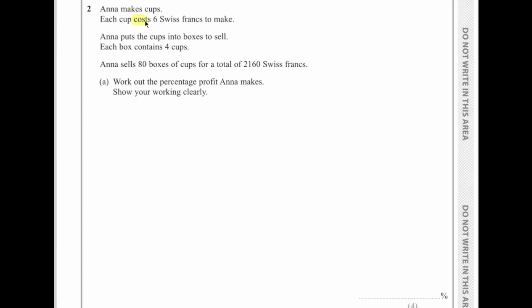Question 2, under percentages, Anna makes cups. Each cup costs 6 Swiss francs to make. Anna puts the cups into boxes to sell. Each box contains 4 cups. Anna sells 80 boxes of cups for a total of 2,160 Swiss francs. Work out the percentage profit Anna makes. Show your work clearly.